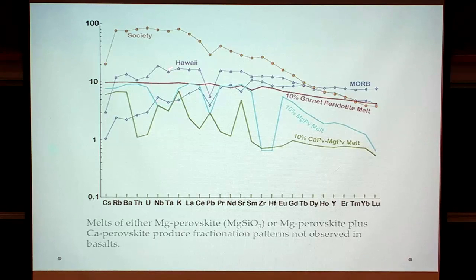Not every element, maybe potassium's a little funny, but on the whole, these patterns look a lot more like that pattern than that. There's basically no way that you could explain the pattern of incompatible elements that we see in basalts by melting in the deep mantle.